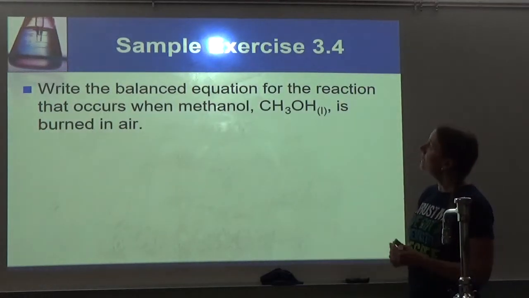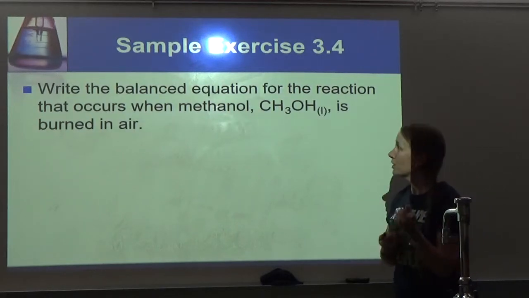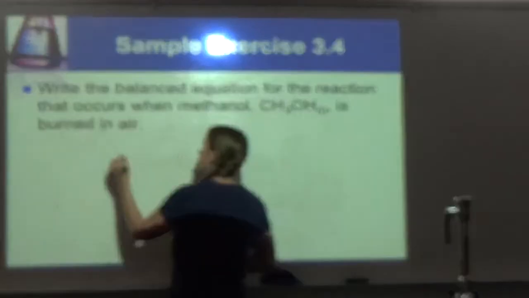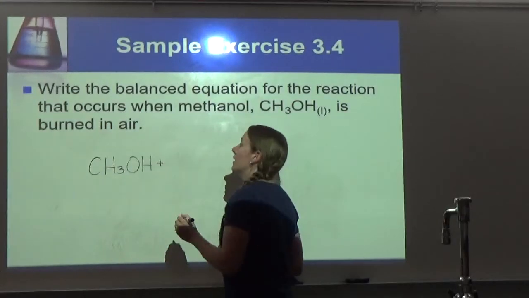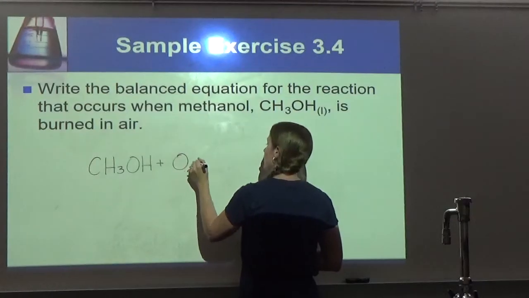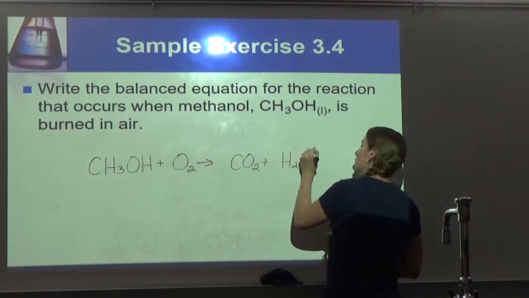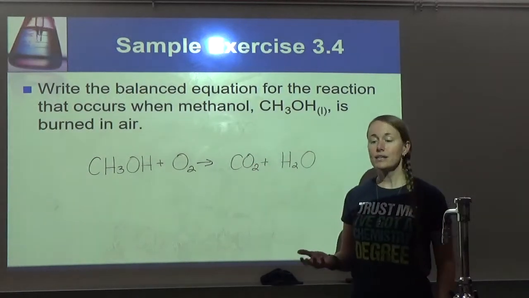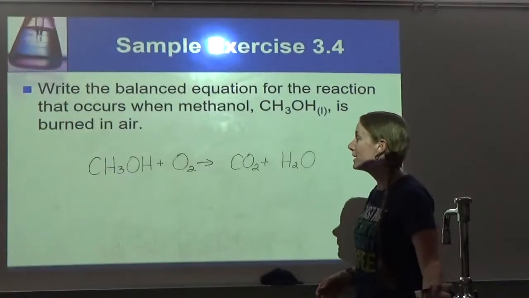So it says, write the balanced equation for the reaction that occurs when methanol, and it gives me the formula, is burned in air. Alright, so I have CH3OH, that's my methanol. When it burns in air, remember it's going to react with the oxygen. So plus O2 is going to yield CO2 and H2O. For combustion reactions, a lot of times the hardest thing is just trying to balance them. The rest of it should be pretty easy.